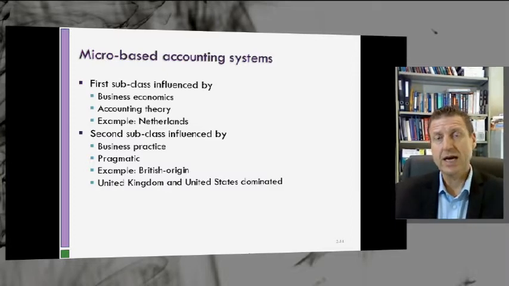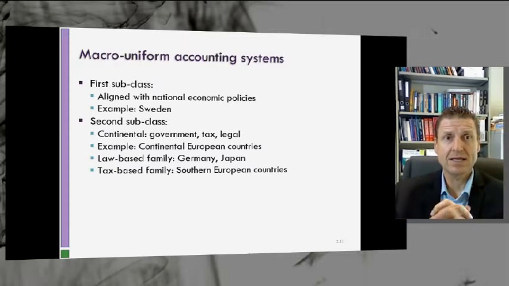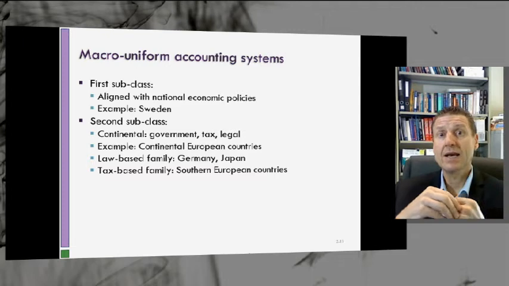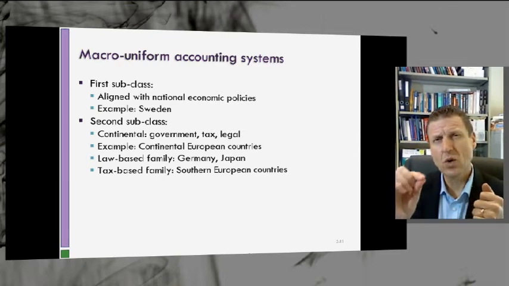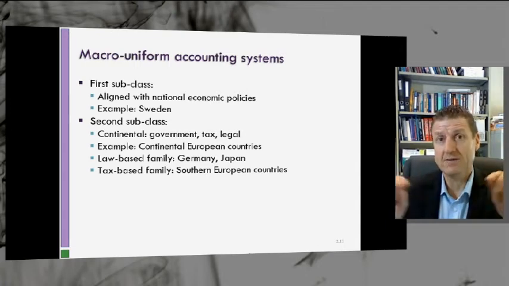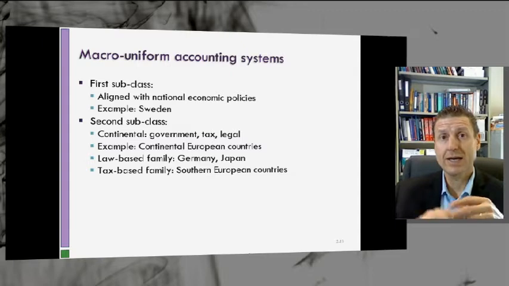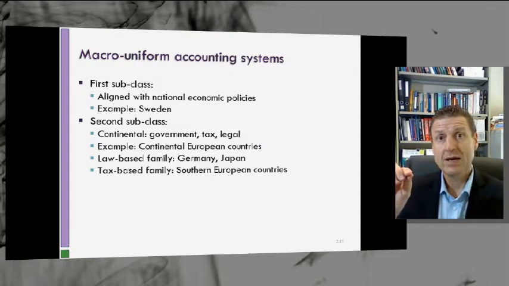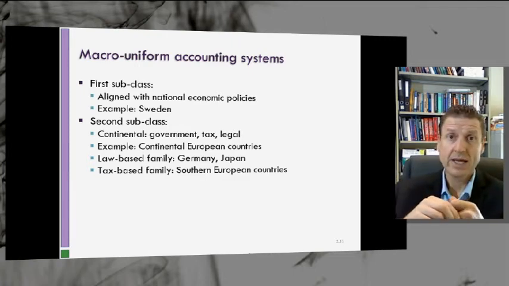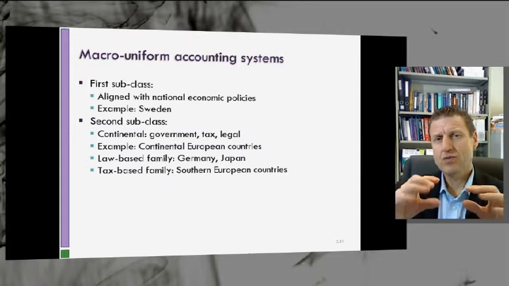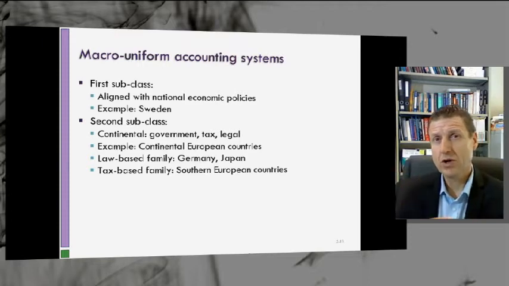So here's what this PowerPoint slide explains in terms of the micro-based accounting systems. A subclass influenced by economics, accounting theory. There's a second subclass influenced by business practice, pragmatic, as I said, influenced by the private sector. The macro-uniform, on the other hand, is more influenced by the state. And so a good example of one subclass is Sweden, and another subclass is Germany, Japan, and the southern European countries, which are really, when we say a law-based family, we mean accounting law-based family. When we say tax-based family, we're really saying that the way accounting is accounted for follows strictly how the taxable income is generated.